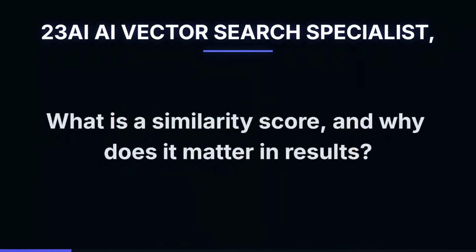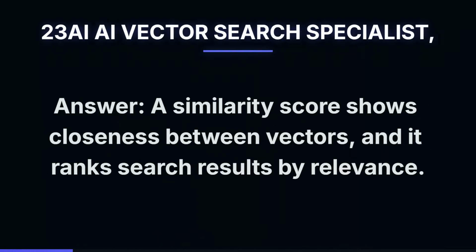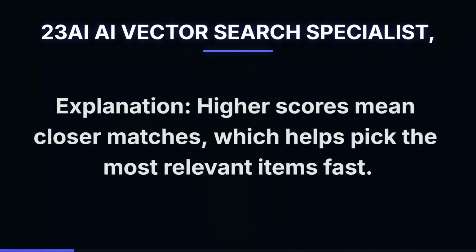3. What is a similarity score, and why does it matter in results? A similarity score shows closeness between vectors, and it ranks search results by relevance. Higher scores mean closer matches, which helps pick the most relevant items fast.